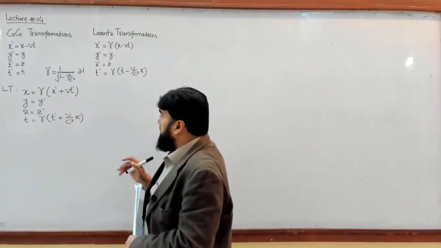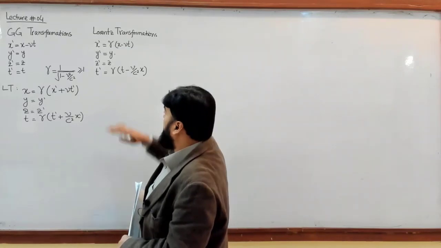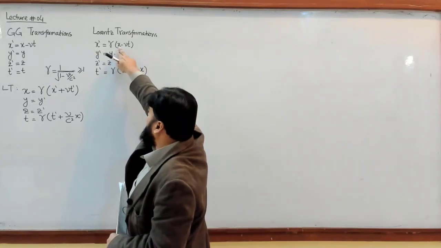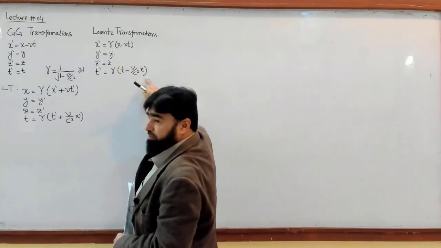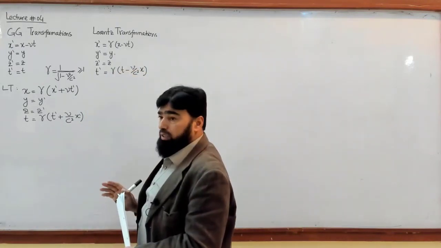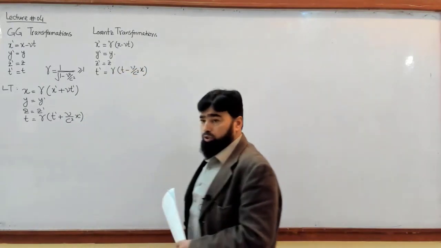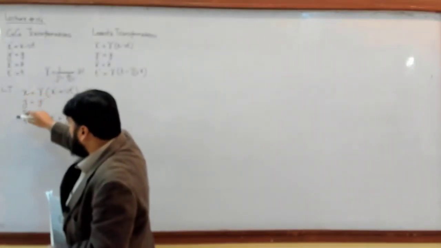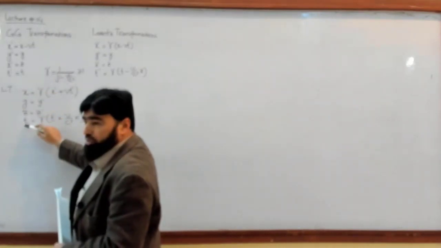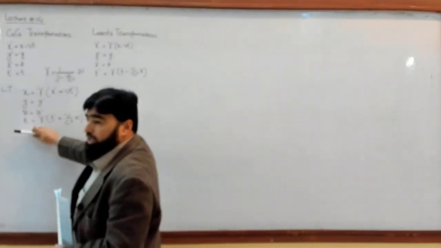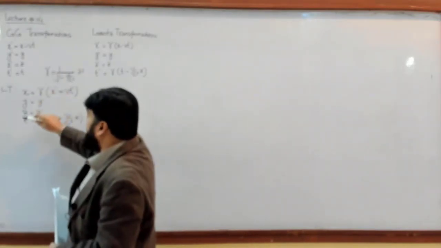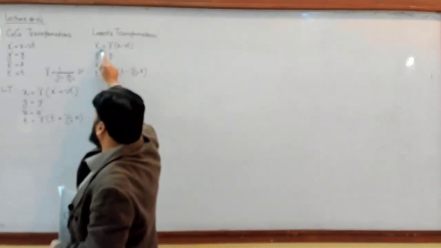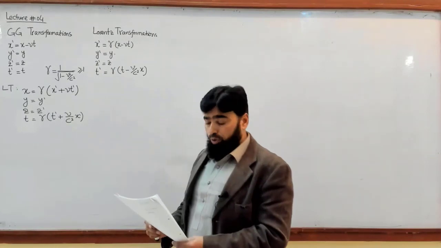In order to memorize them, there is a simple way. It is easy to write this one, and then just change these x and t to prime and the minus with a plus symbol, and you will do the interconversion. So if the observer is in the stationary frame, then you have to use this one. If the observer is in the moving frame, then this is the set of equations.